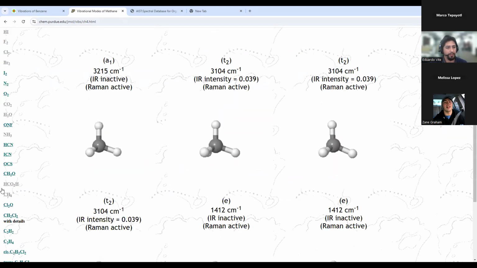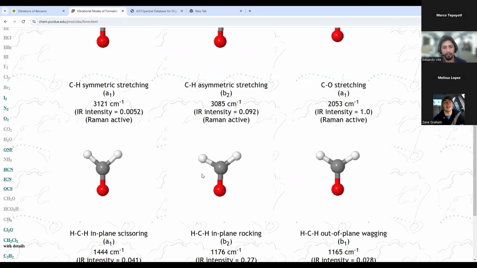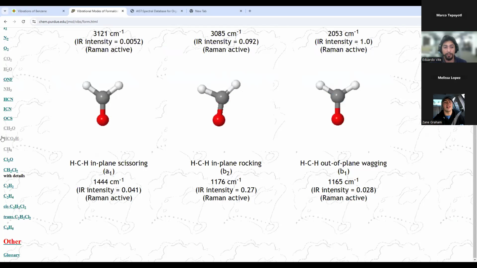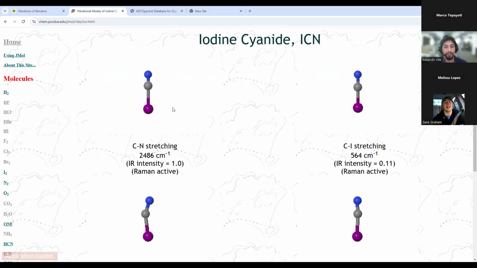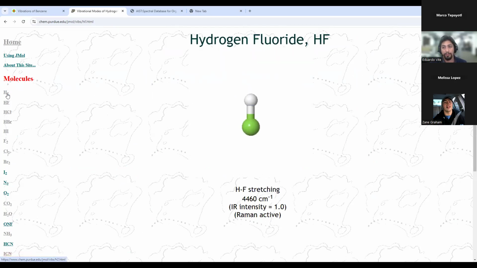And you can go here on the left and click, for example, on formaldehyde. You could see all sorts of different vibrations. It tells you exactly where they are in the wave number spectra. You could click, for example, this other one. And of course, you can see that the most basic molecules only have one sort of vibration. And remember, diatomics do not show up in IR at all.